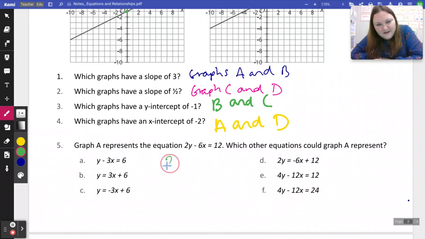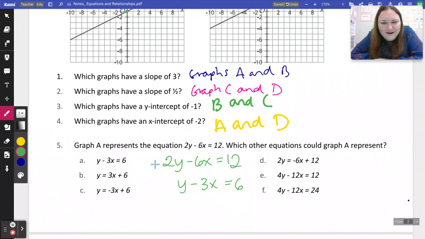So for example, if I'm starting with 2y minus 6x equals 12, and I'm comparing it to equation A, y minus 3x equals 6, can you figure out what math I did to this first equation to get this? What I'm noticing, especially looking at that 12 and 6, is this division here. I am dividing that side of the equation by 2 and this side of the equation by 2. 2y divided by 2 gives me y, 6x divided by 2 gives me 3x, and 12 divided by 2 gives me 6.